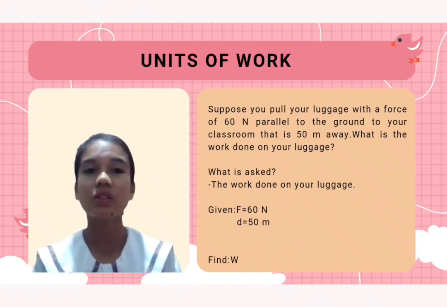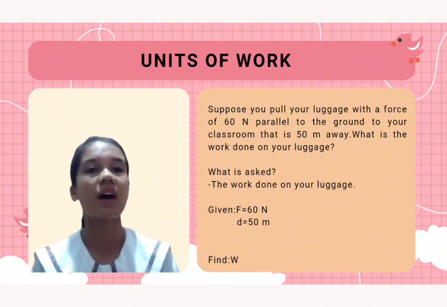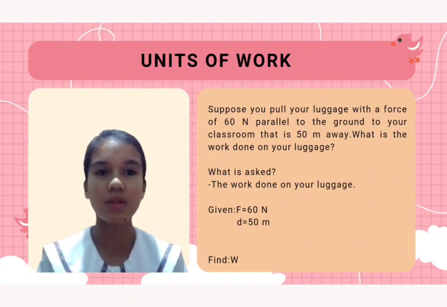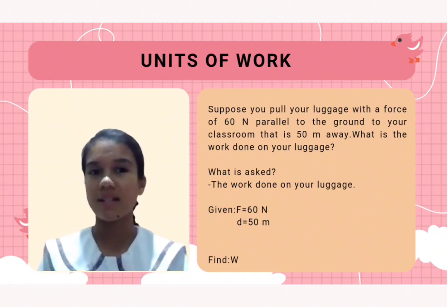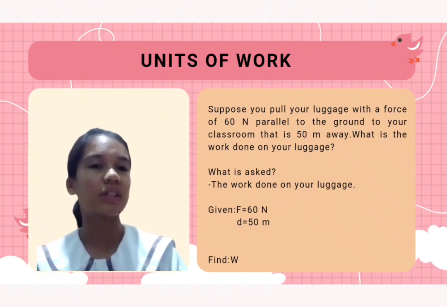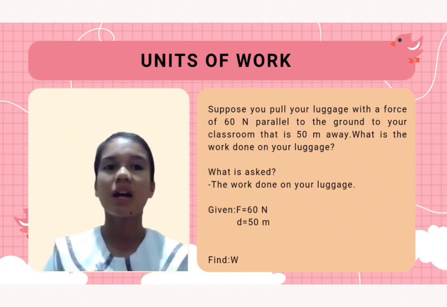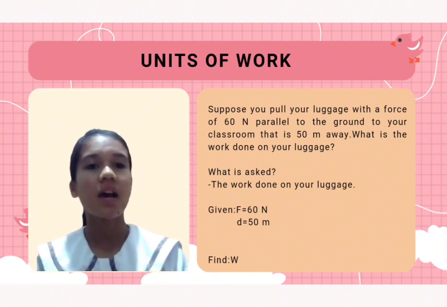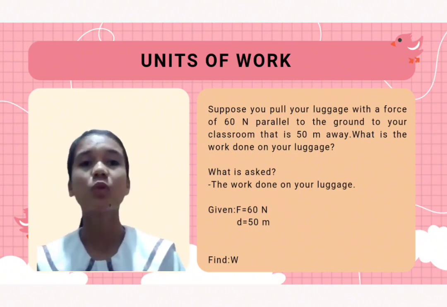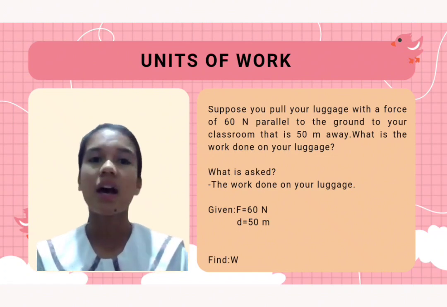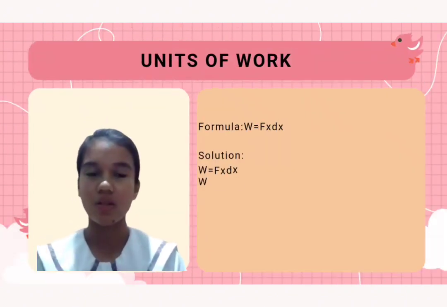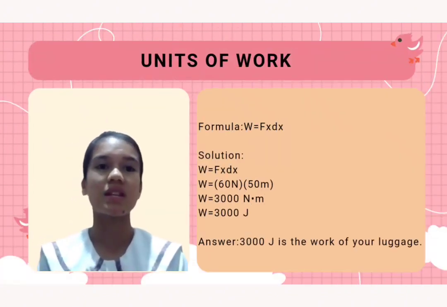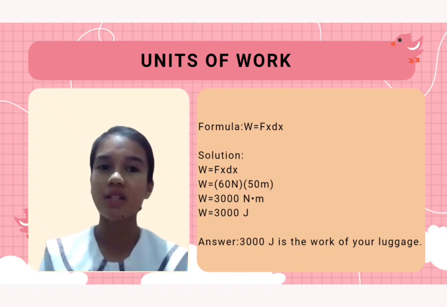First things first, we need to identify what is asked, the given, and the formula to use, and after that we need to solve the problem so that we can get the answer. So what is asked? The work done on your luggage, and the given are 60 N the force, 50 meters the distance, and we need to find the work. And after that, we can identify what formula we will use. So the formula that we will use is work equals force times distance.